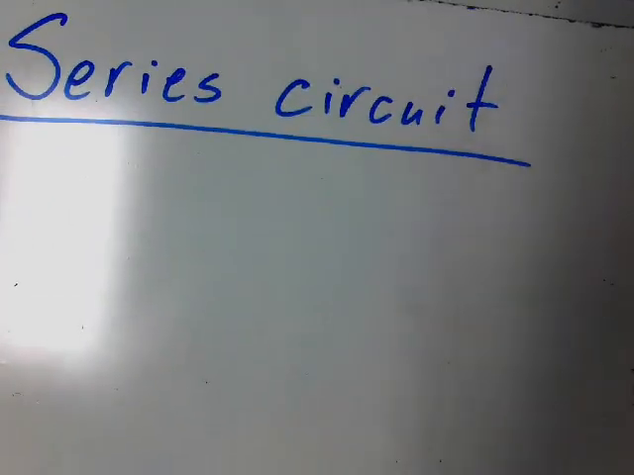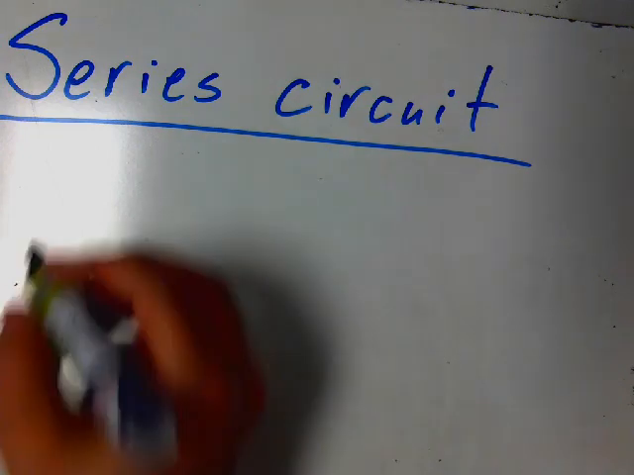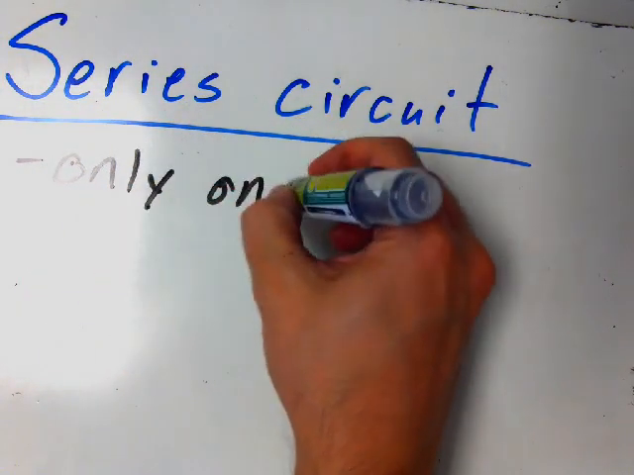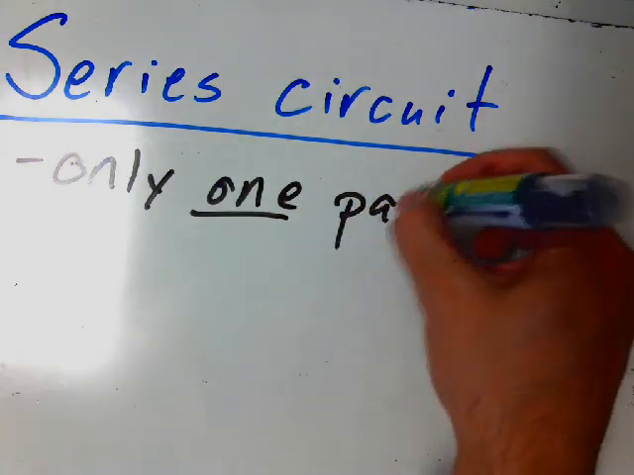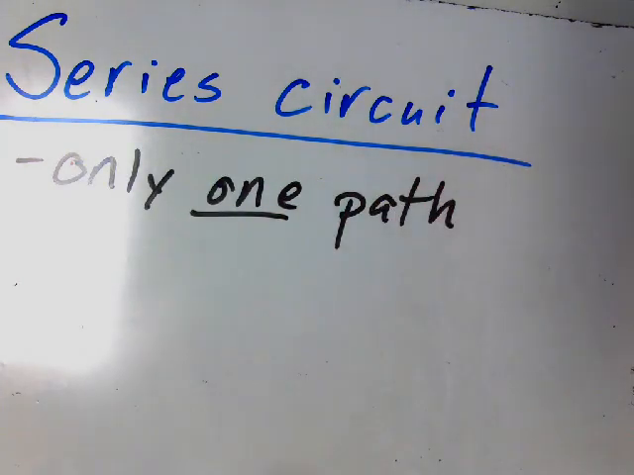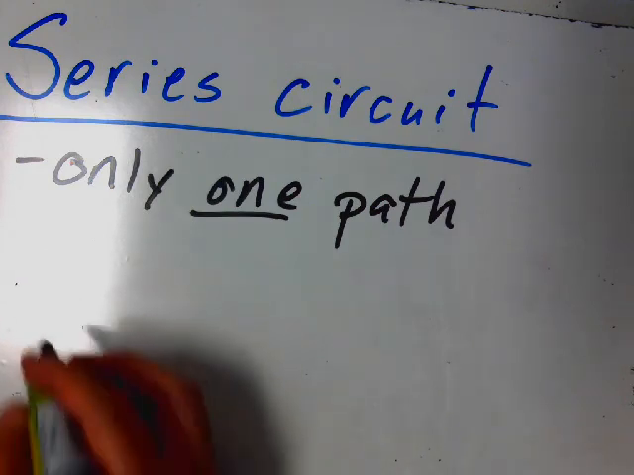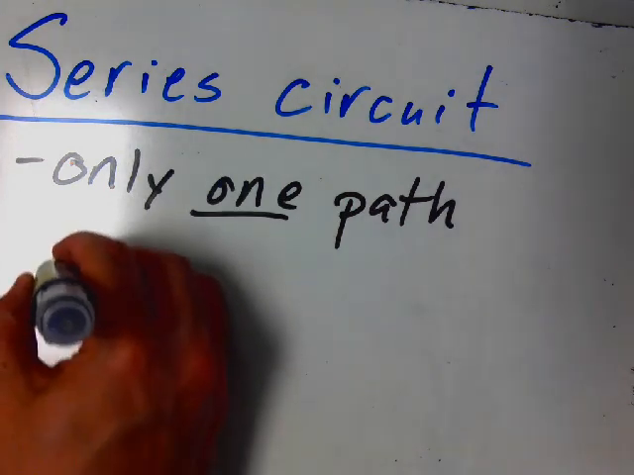Now, we can also describe a circuit as being either series or parallel. So a series circuit has only one path. So with a series circuit, I could have a ton of different light bulbs or resistors hooked up, but they're all going to be on the same path.